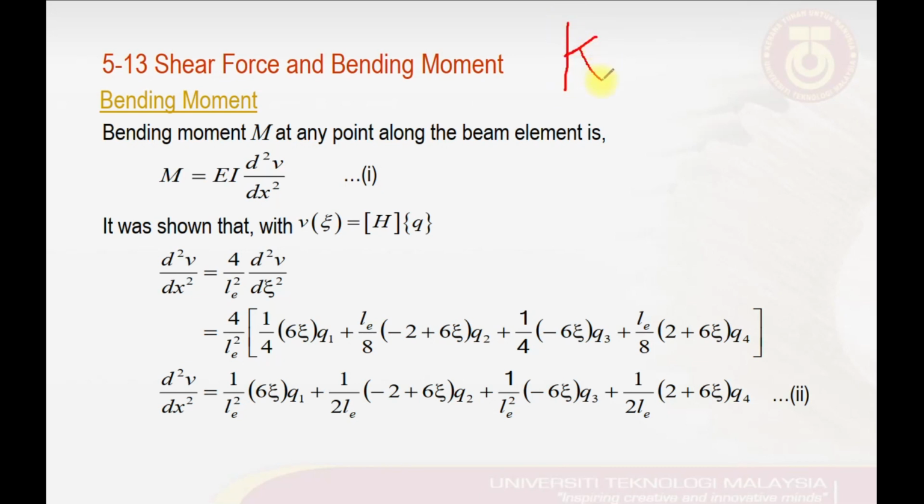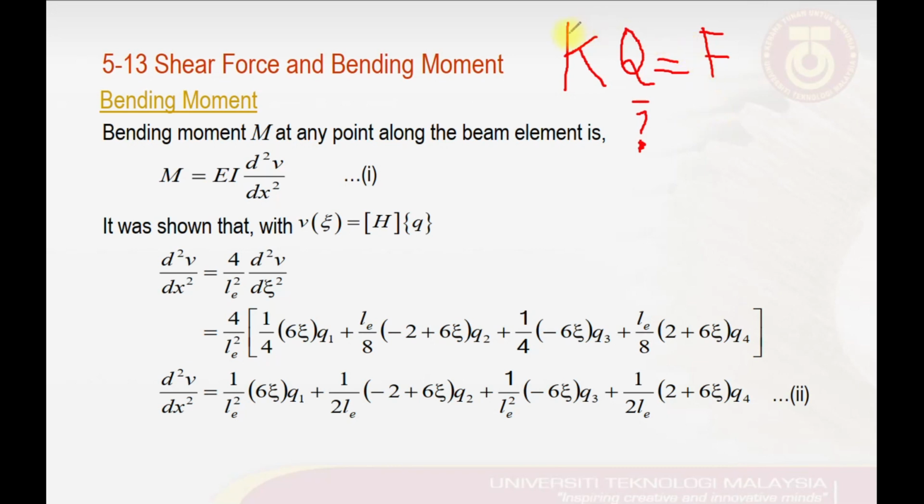Alright, at this stage we should be able to set up our system of linear equations in the form of KQ equal to F. K refers to the global system of element stiffness matrix, Q is our unknown variable that we would like to predict, and F is the column vector that contains the force vectors.